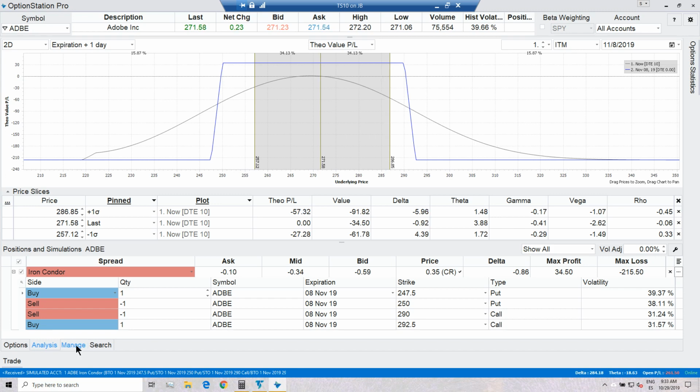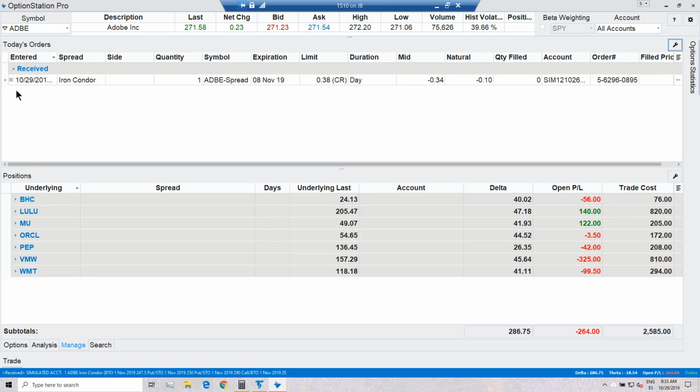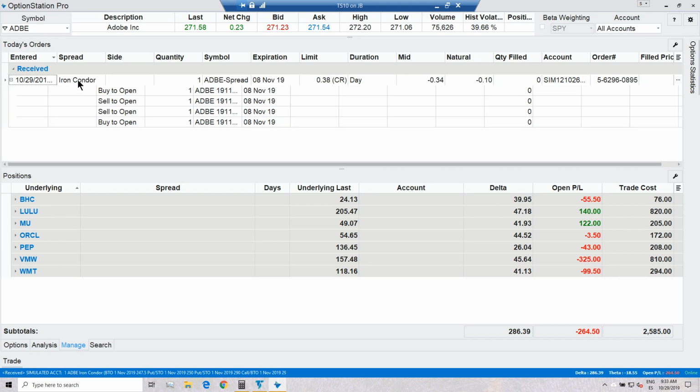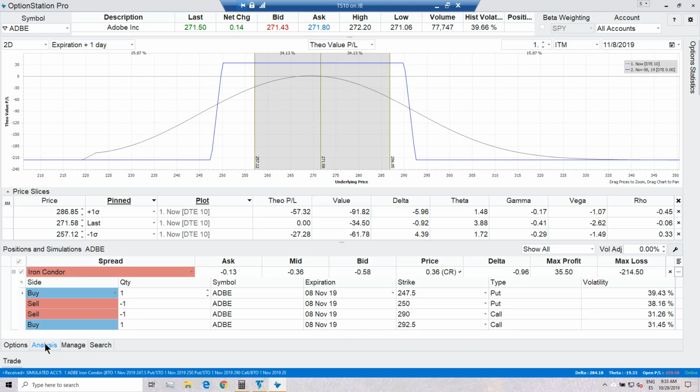If I look at my manage tab, you can see here on the top, I do have an iron condor waiting to get filled at the price of 38 cents, and it's a day order, meaning that if I don't get filled, the order will be canceled. Cool. So 36 cents is what we have right now.